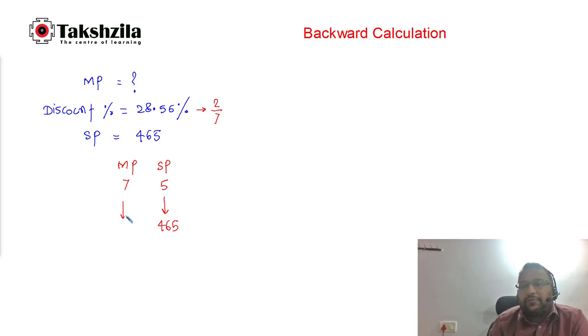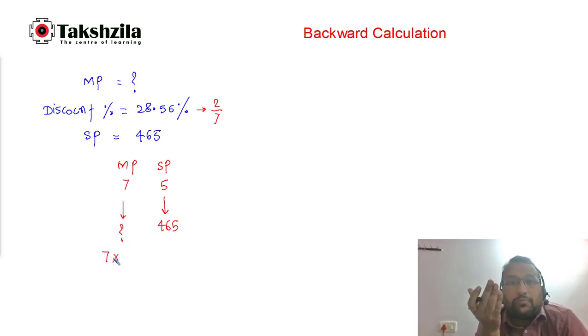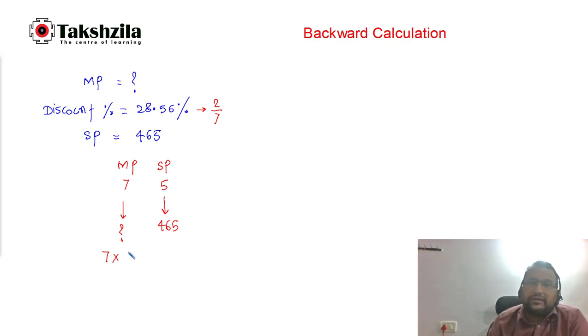So this 7 represent how much? That is going to be 7 into 5 into which number is 465? 93. So 7 into 93. 7 into 93 is going to be how much? 630. And 21, that is equal to 651. Let's have a look at one more example.